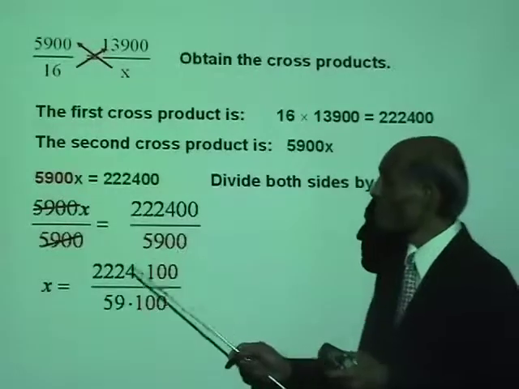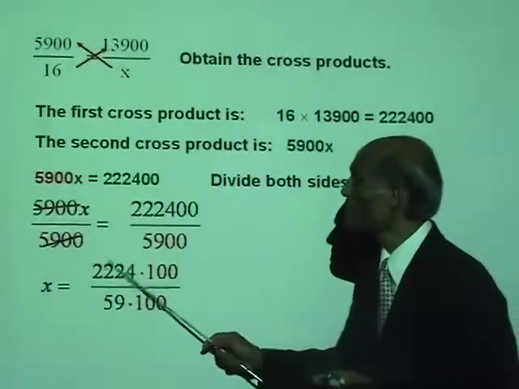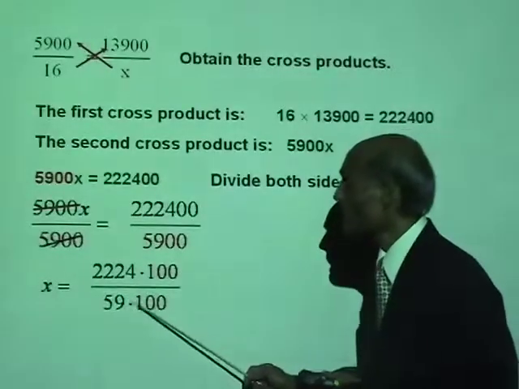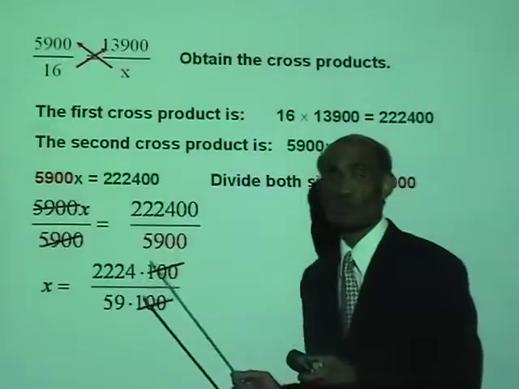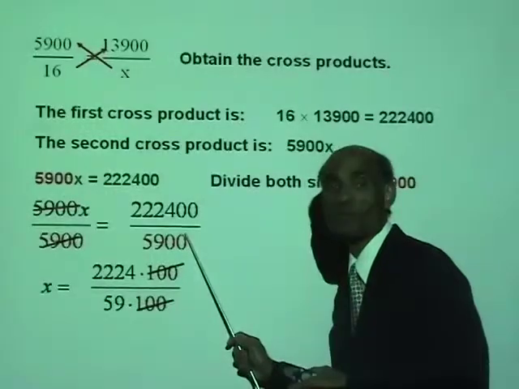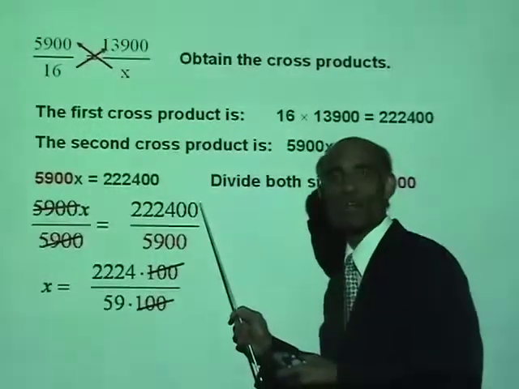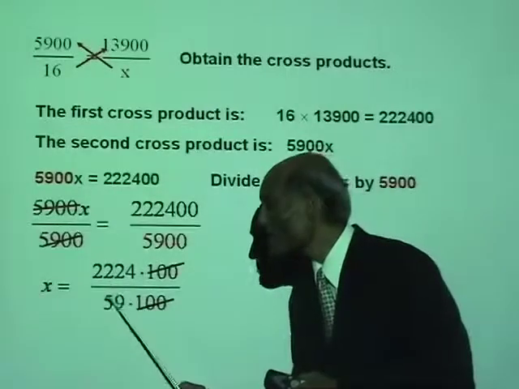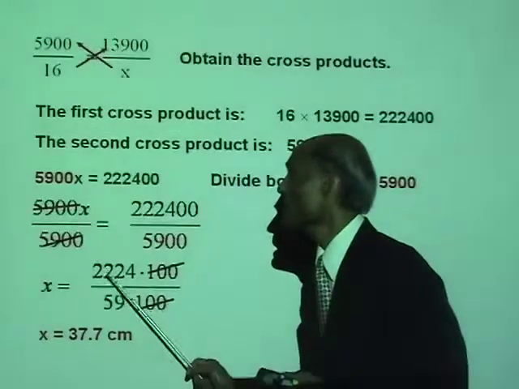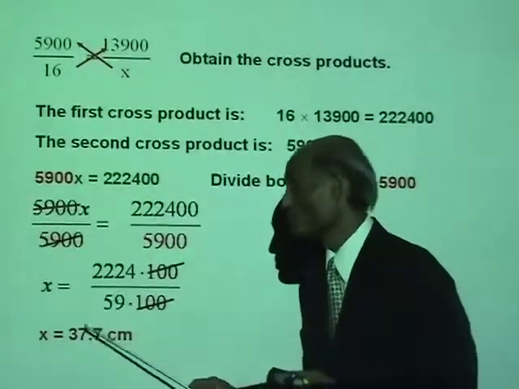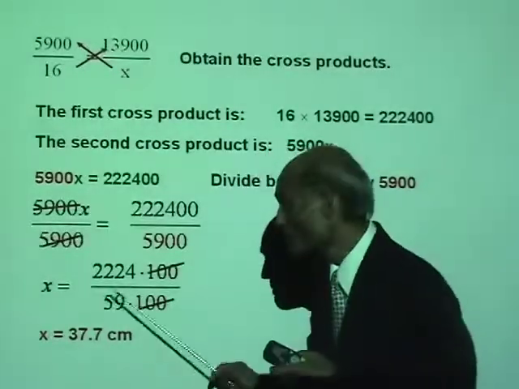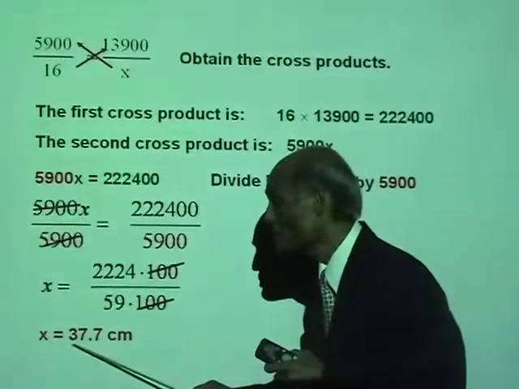You know, I did it like this. That is 2,224 times 100 over 59 times 100. And 100 and 100 goes. You can avoid that step if you simply cancel two zeros from the bottom and two zeros from the top. Isn't that simple? Giving you the same result. And when you divide 2,224 by 59, you must get 37.7. I don't know. You must check it. Divide this number by this and see whether you get this.